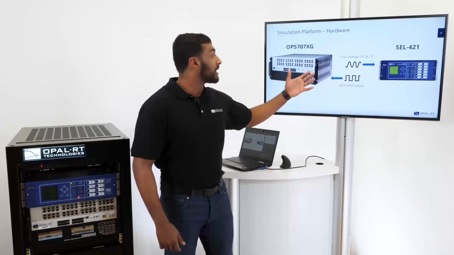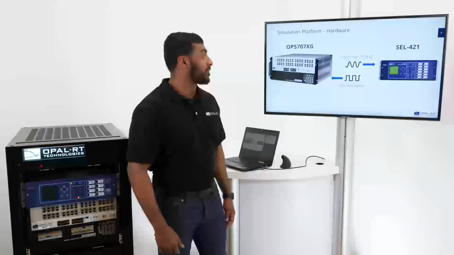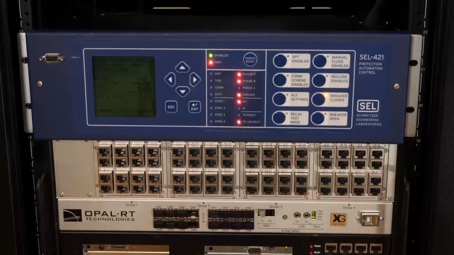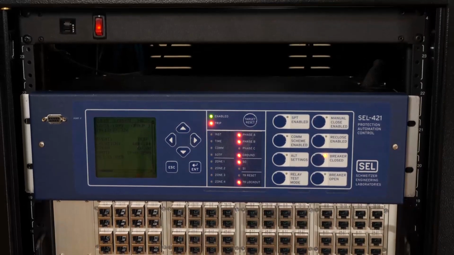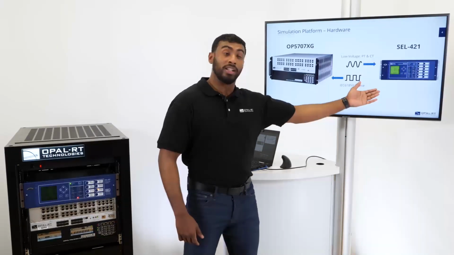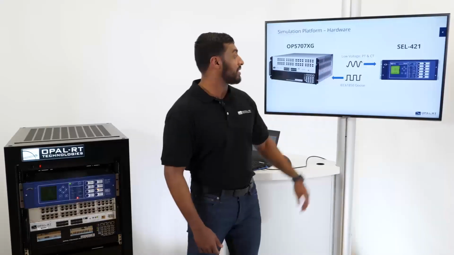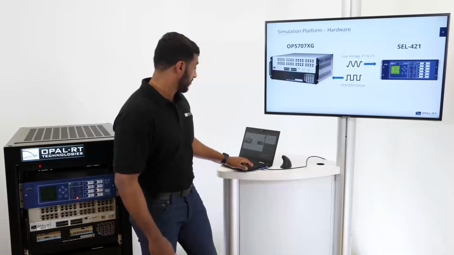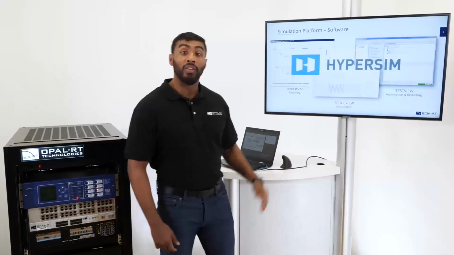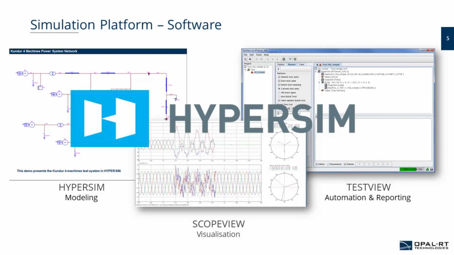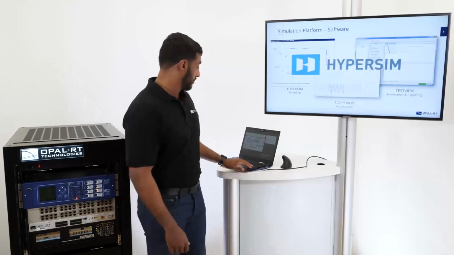The hardware platform is basically an OP5707XG platform, which is sending, through analog output, a low voltage to a PT and a CT of the Cell 421 relay. The Cell 421 relay is sending back a signal to our simulator to close the circuit breaker by means of a 650 GOOSE message. All this is running in HyperSim in a real-time environment in EMT, and we are able to interact with HyperSim and ScopeView through a LabVIEW panel that we're going to be seeing.